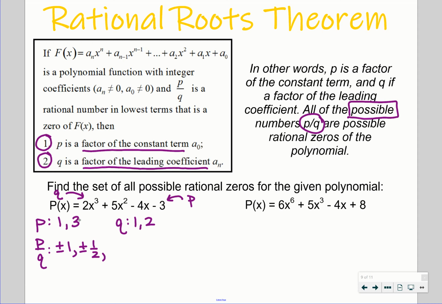Then I move to the next p. 3 over 1 is just 3. And 3 over 2. So there are technically 8 possible rational zeros to this polynomial: positive and negative 1, positive and negative 1/2, positive and negative 3, and positive and negative 3/2. And this is the list we'll use as a jumping point when we actually solve polynomials in part 2 of this lesson.